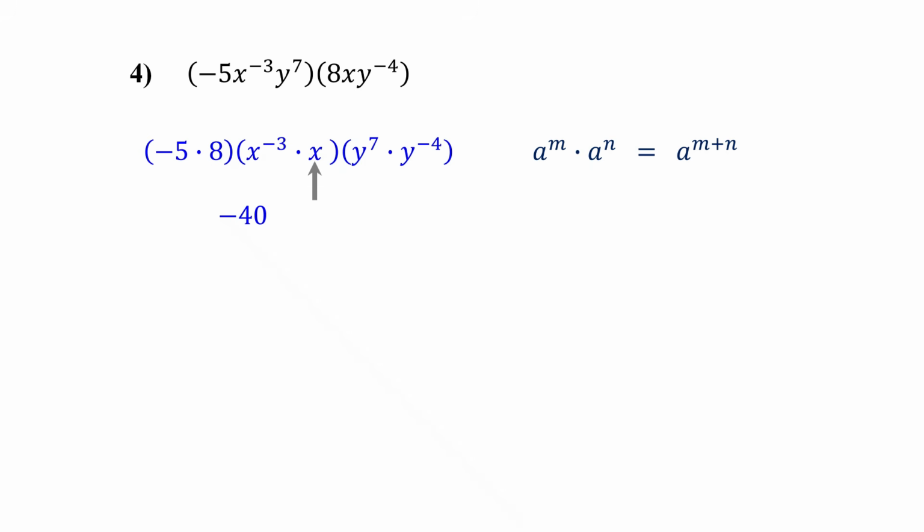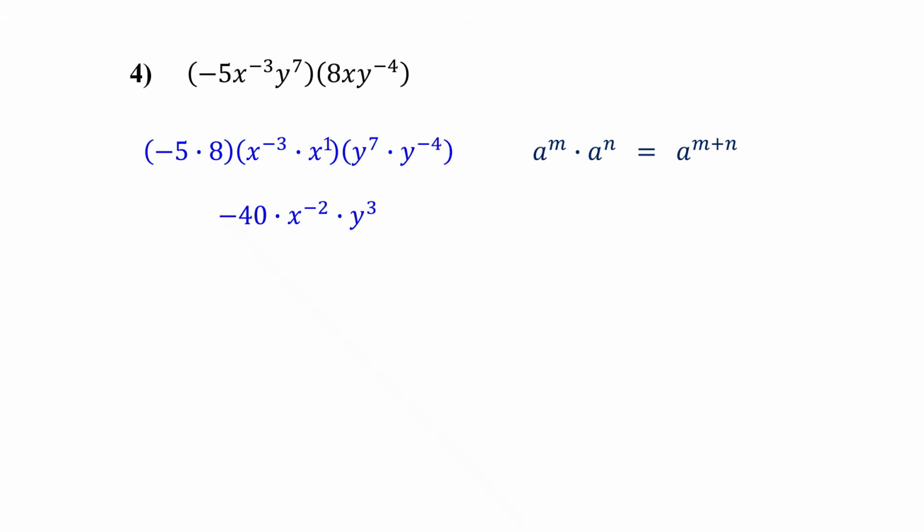Notice, this x doesn't have an exponent. That means the exponent is 1. So for x, -3 plus 1 equals -2, giving us x to the -2nd. For y, 7 plus -4 equals 3, so we get y to the 3rd.